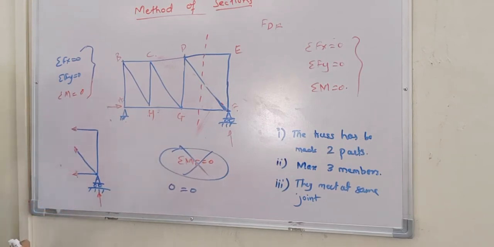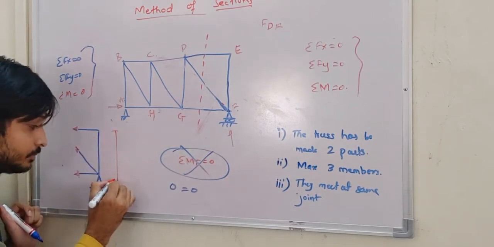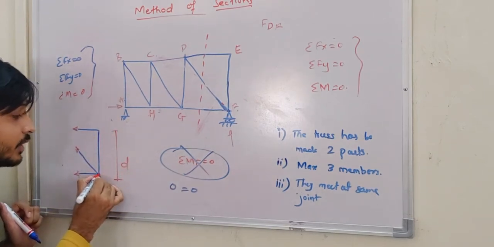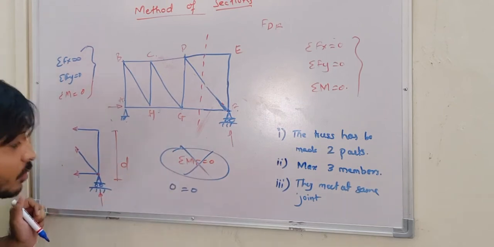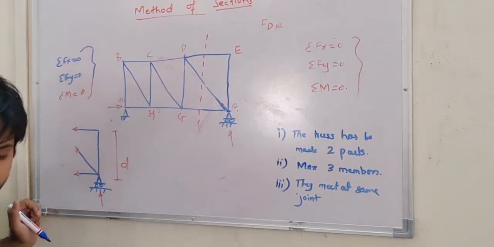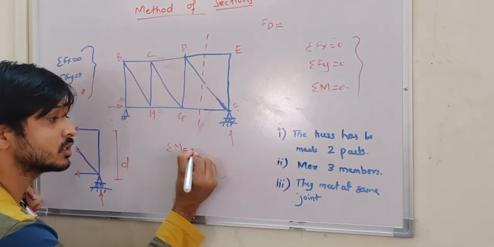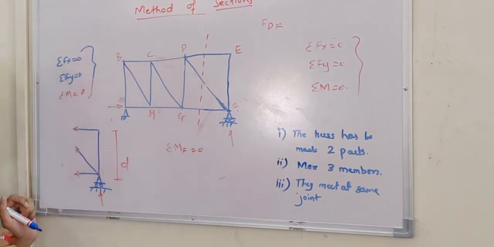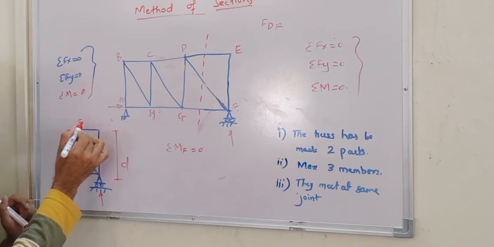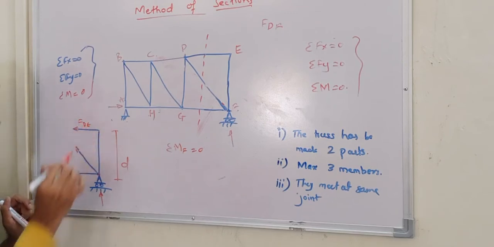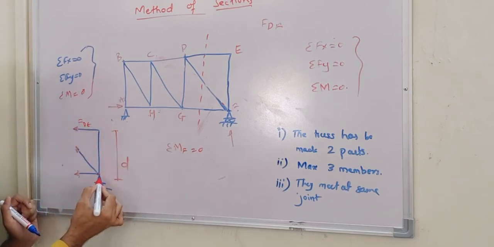And now you are asking how it will generate moment. Suppose this is distance d, and if I want to take the moment about the same point, the same moment I was talking about previously, that is the summation of moment of all the forces about point F. Now there is some force here, FDE. So this FDE into d will cause some moment here. Will you accept or not?